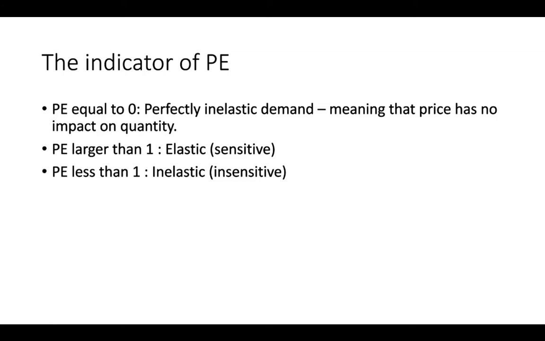But you need to know the indicator of the price elasticity. If the price elasticity is equal to 0, that means it is perfectly inelastic demand, meaning that the price has no impact on the quantity. But if the price elasticity is larger than 1, it means that it is sensitive and it is also elastic, meaning that price has impact on the quantity. But if price elasticity is less than 1, we call it inelastic or insensitive, meaning that price has little impact on quantity.